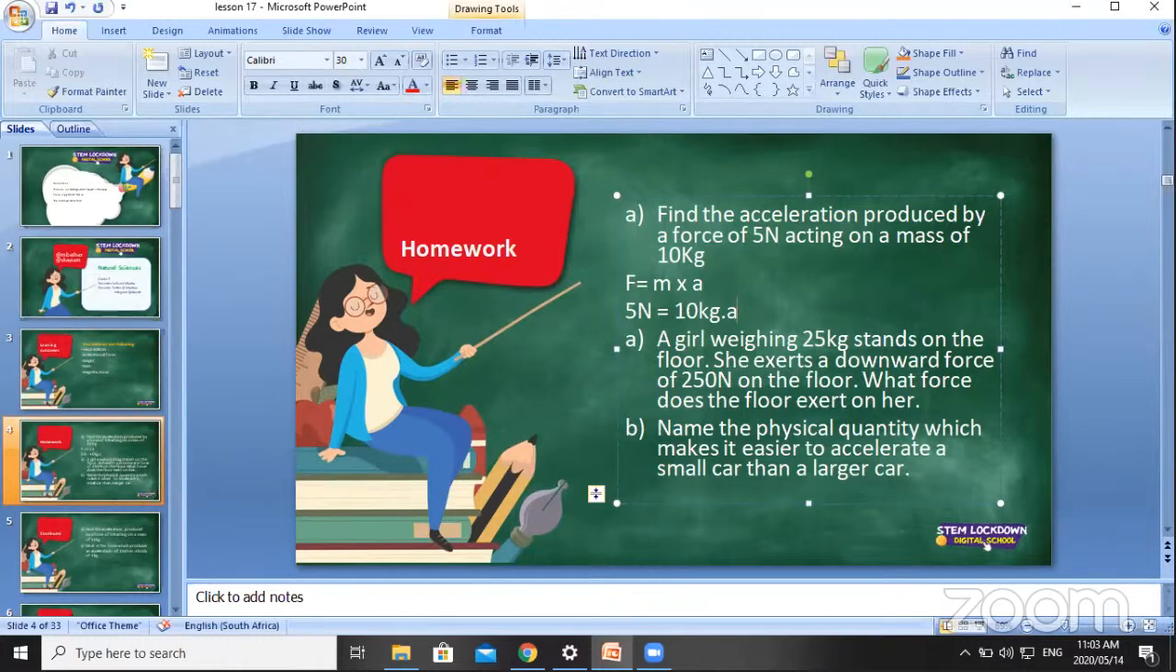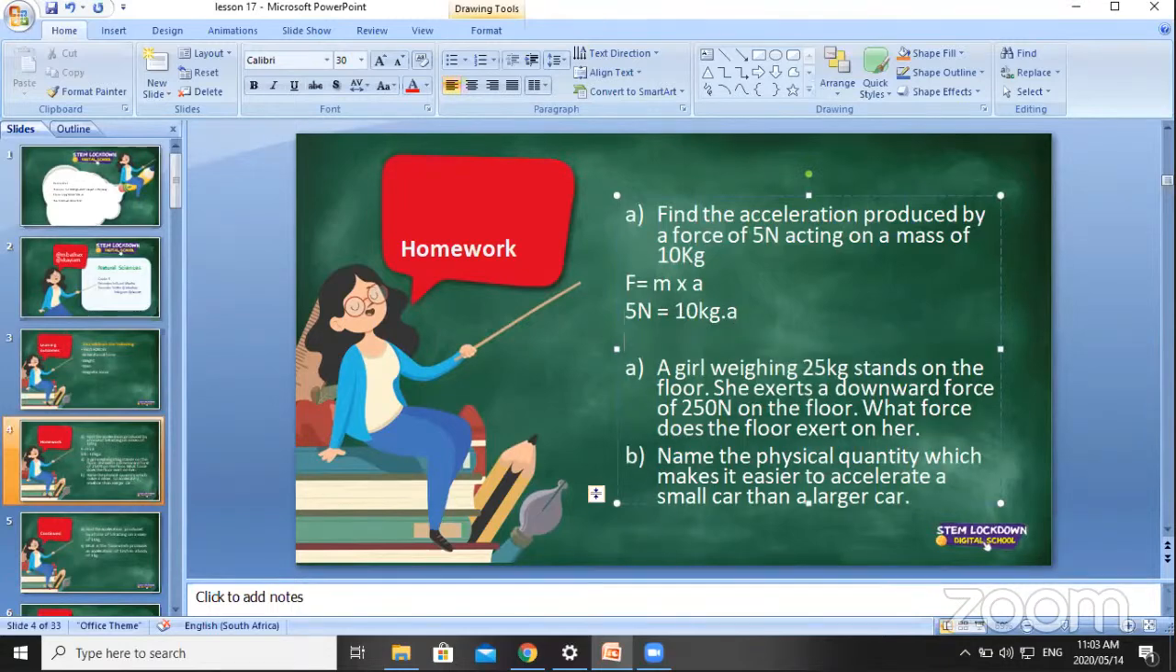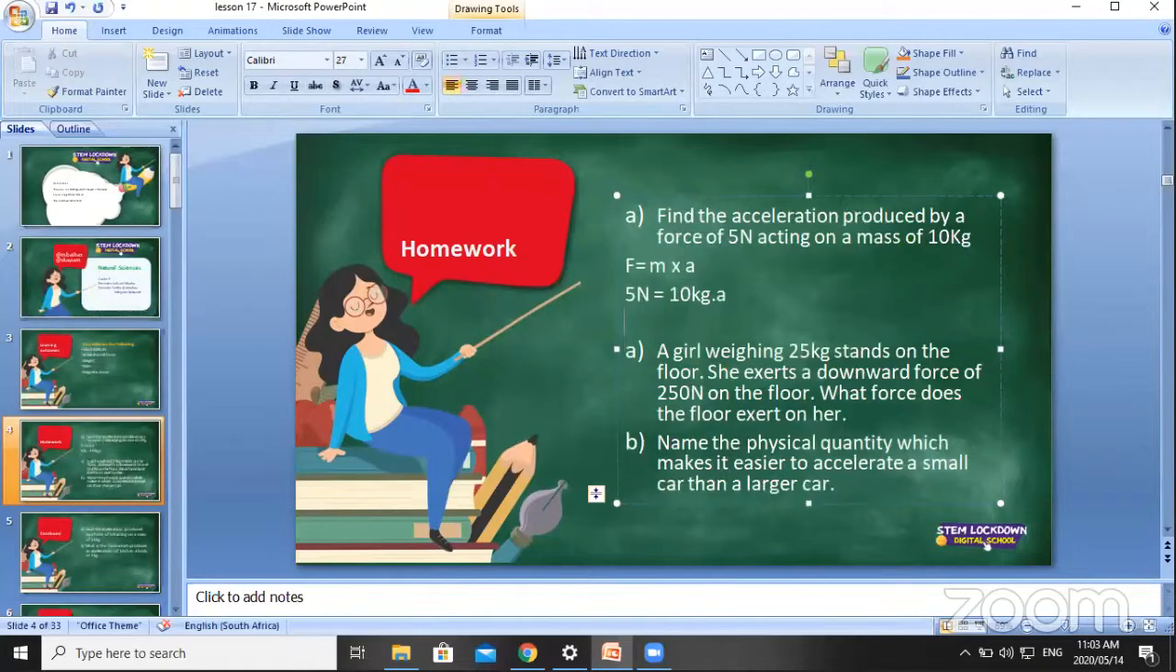So what are we going to do? We are looking for acceleration. So we've got 10A this side. Let me do it like that so that you can see it. We'll say 5 is equal to 10A. Then you divide by 10 both sides. Are we clear on that one? Are we clear?